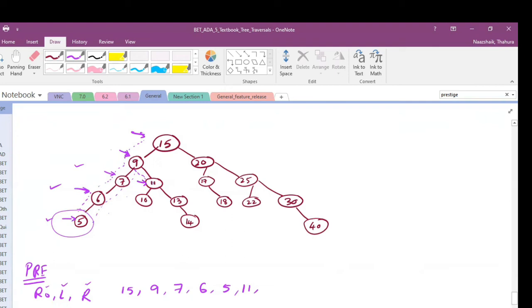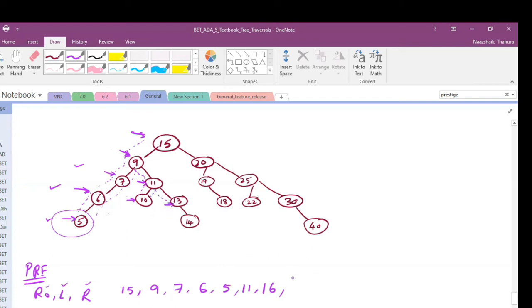Right? I visit the root. Then the rule says go to the left. At this point, this is another subtree. I don't know what this is, 10 or 16. Okay. Now there is no left, no right. So I'm done with this subtree. I go back. So I'm done with the root. I'm done with the left. I'm going to the right.